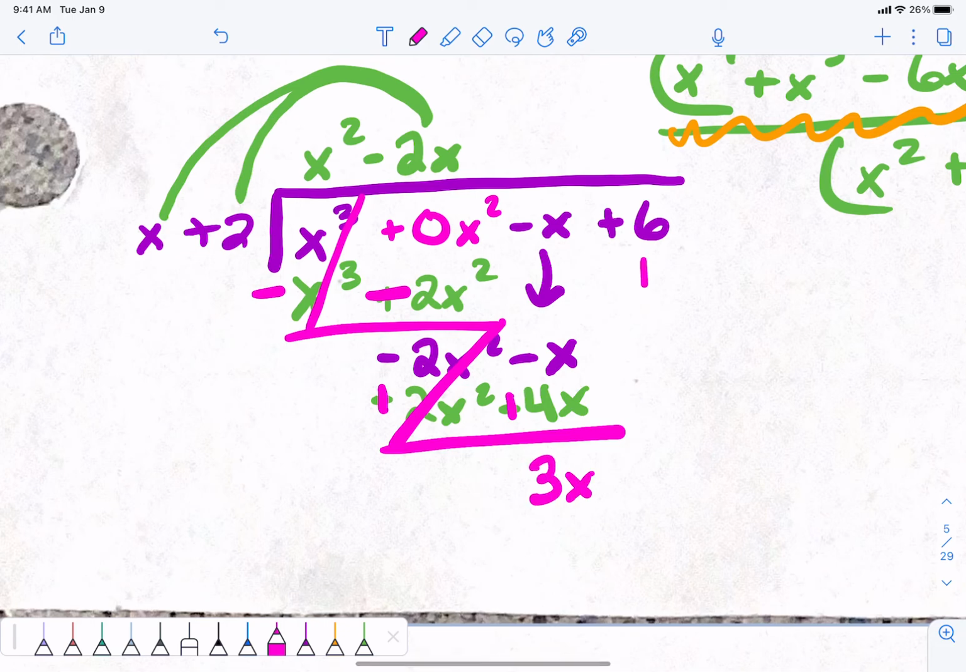3x. Are you kidding me? Are you kidding me? I totally made this problem up. On the record, I totally made this problem up. Check it.